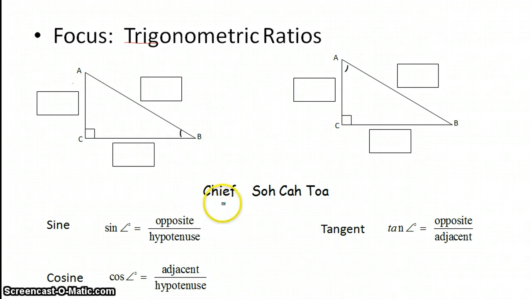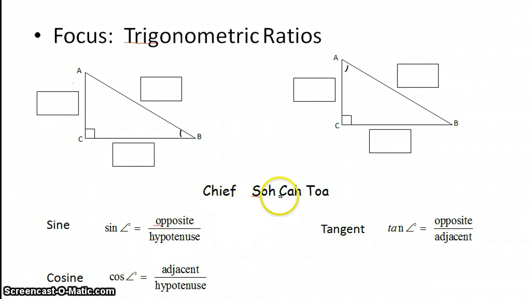An easy way to remember your ratios is using this acronym, which we call Chief SOHCAHTOA. The letters stand for words. So in this case, the S is the S in sine. You will see sine of an angle written as SIN. They do leave the E off. And your sine ratio means you take the side opposite your angle over the hypotenuse.